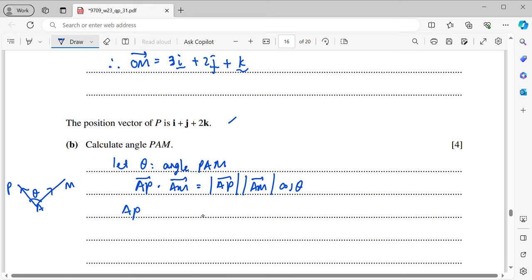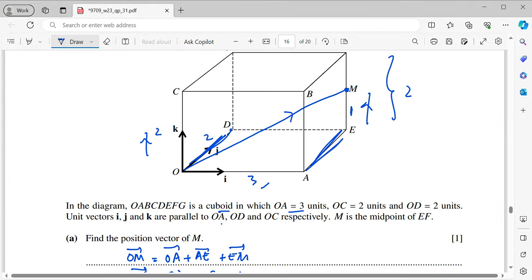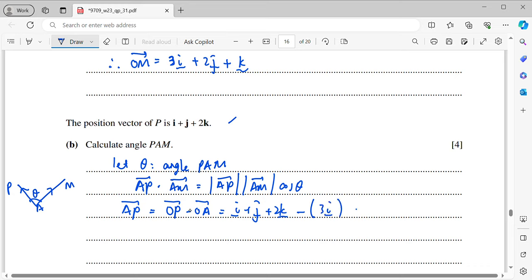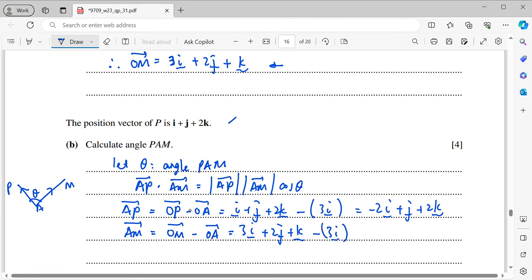So now, my vector AP is OP minus OA. So now my OP is i plus j plus 2k minus OA, basically OA is just 3i. Okay, so minus 3i. Then from here, I will be getting negative 2i plus j plus 2k. Now, to get the AM, AM is OM minus OA. So we have found the OM just now. This is our OM. So it will be 3i plus 2j plus k, then minus 3i. Because your A is the 3i, OA is 3i. Then 3i minus 3i, you get 0. Then I will be getting 2j plus k.